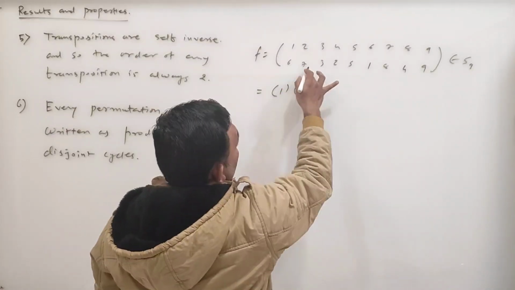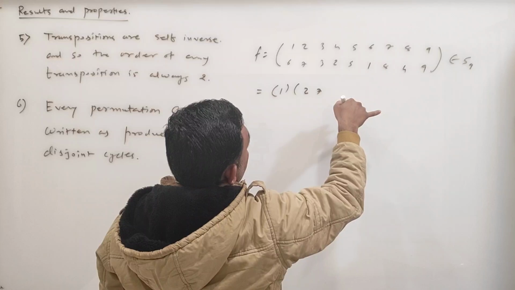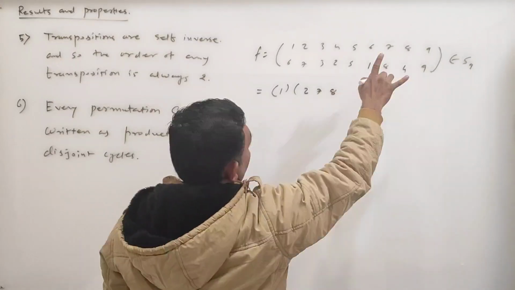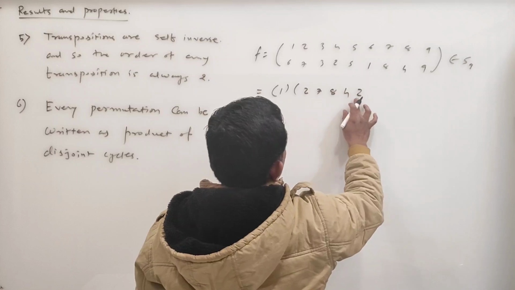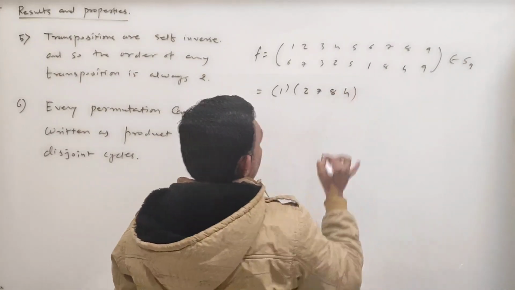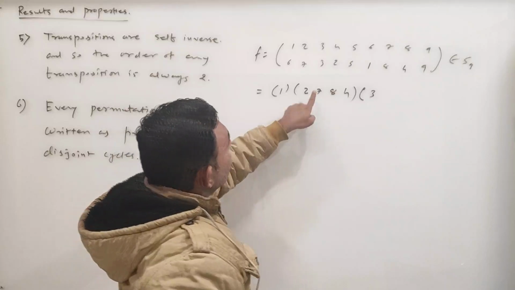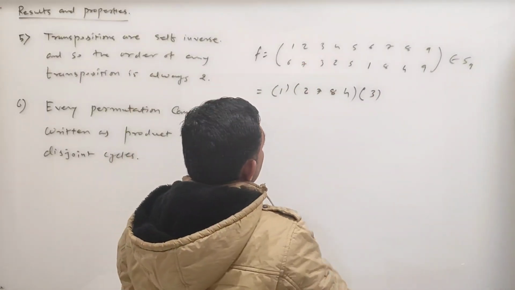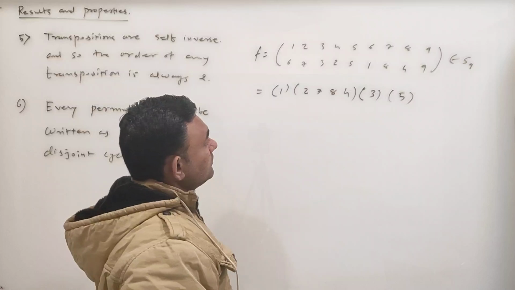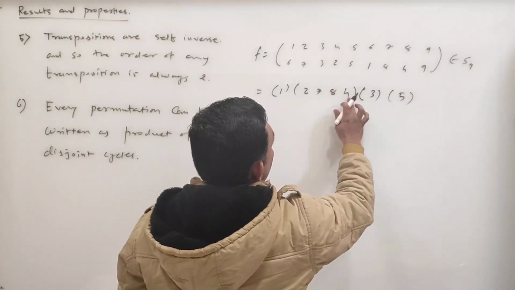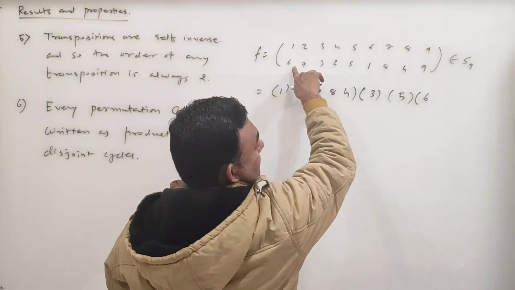Now you start with 2. 2 goes to 7, 7 goes to 8, 8 goes to 4, 4 goes to 2, and here we have 2, so we stop here, right? 3 is missing, so you start with 3. 3 goes to 3, stop. 5 is missing, 5 goes to 5, stop. Now 6 goes to 1 and 1 goes to 6, stop.